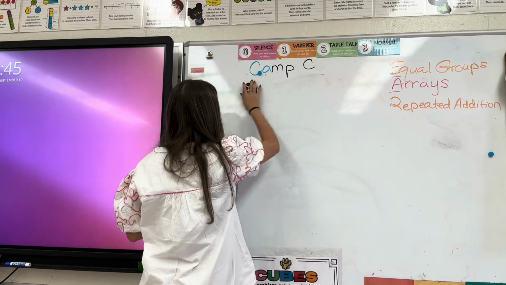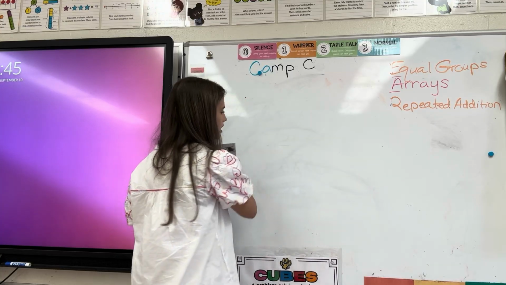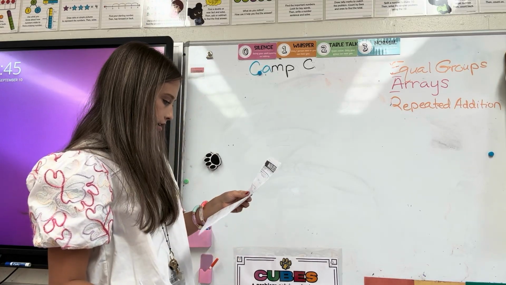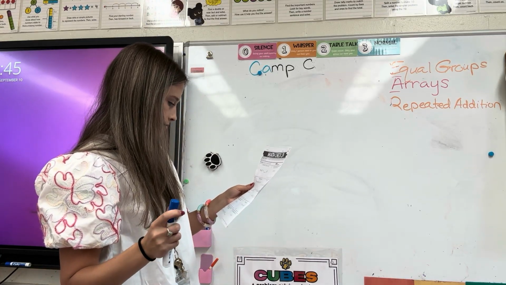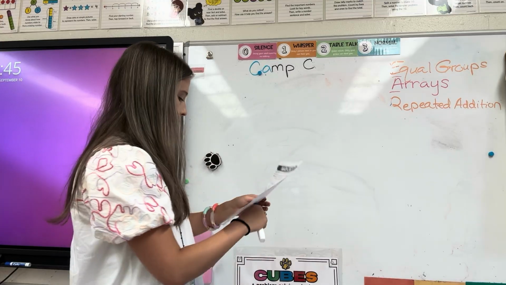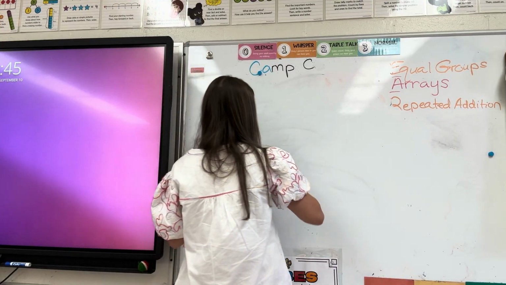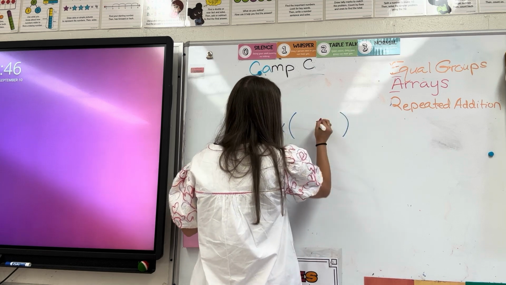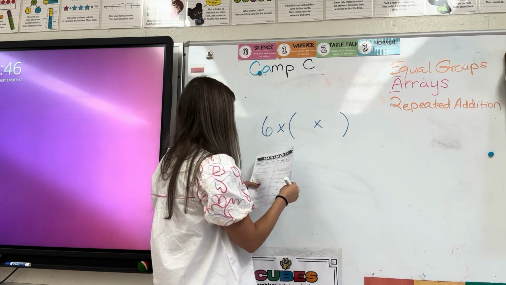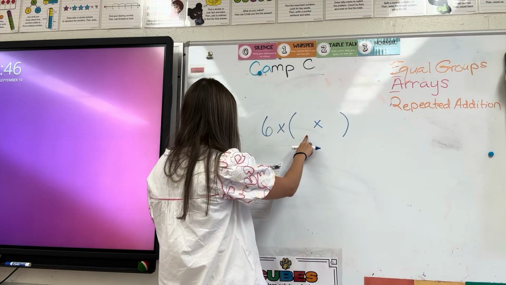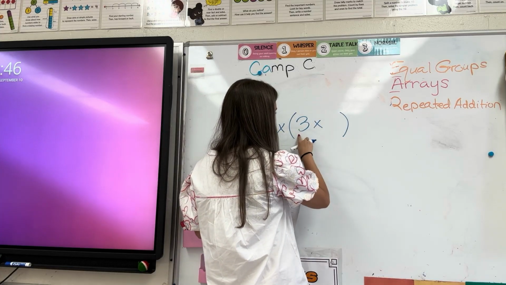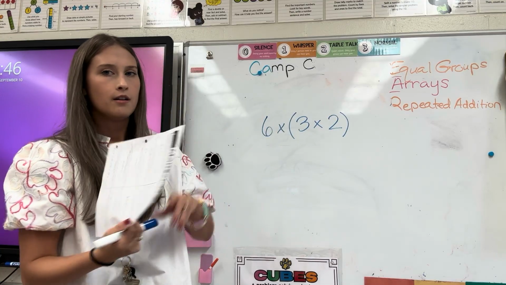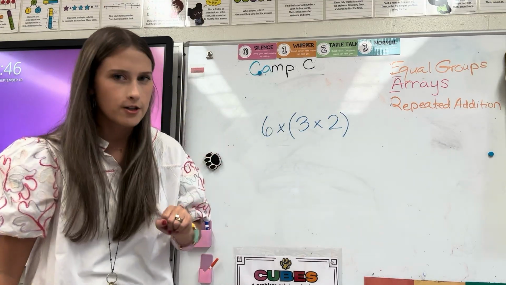I'm going to do one more with y'all. I think there's just one more equation that's different from the ones we've already done. Go ahead and take a look at number 7. Okay, so we have 6 times, then we have our parentheses. Let's look at what's in our parentheses. Our first number is 3. 3 groups of 2.